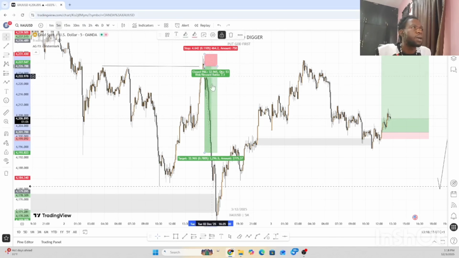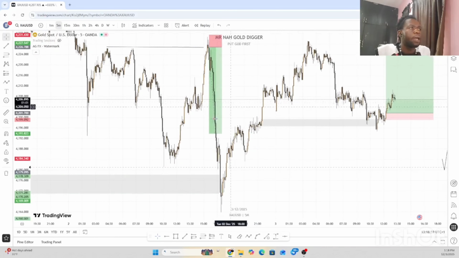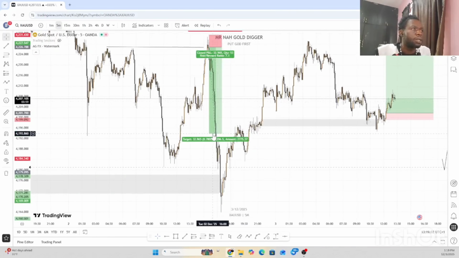So as you can see right here, it's a beautiful trade, 1:7 risk to reward, and I took TP here. Not anything greedy, not anything shabby. I can take this setup all day and I'll be very, very grateful for that.